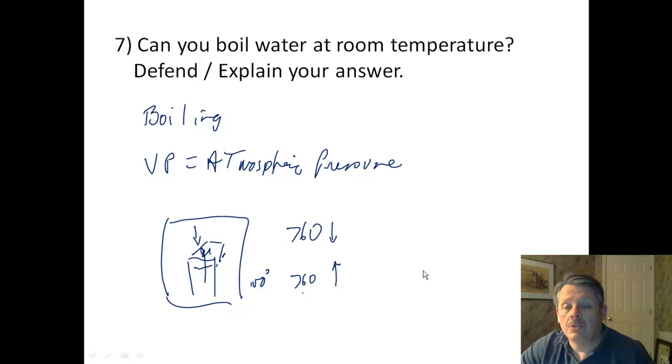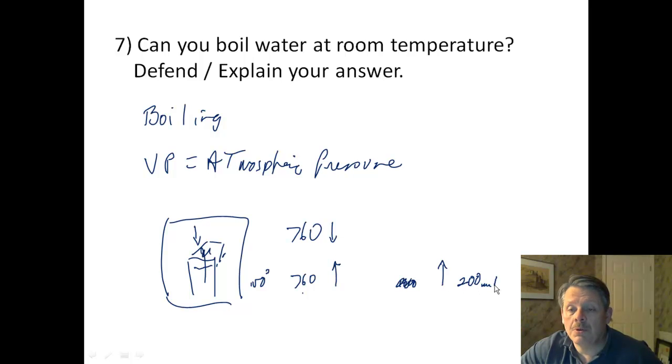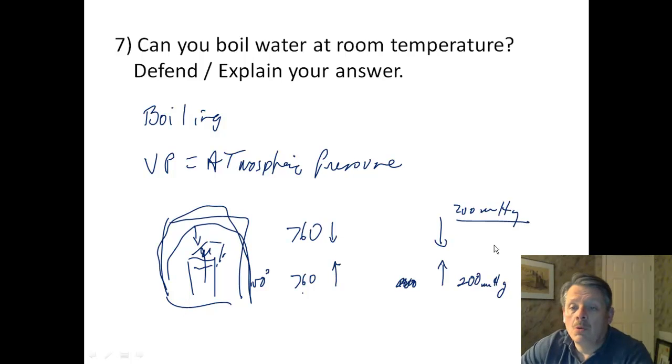Let's say that our vapor pressure pushing up is only, let's not use 100 because that can be confusing, let's say 200 millimeters of mercury. Now that means if we can lower the pressure to 200 millimeters of mercury, then this water is going to boil. And that's what we do inside this bell jar. It's a vacuum chamber. We take the air out, lowering the pressure to 200 millimeters of mercury. The water is going to boil. The temperature of the water did not change.